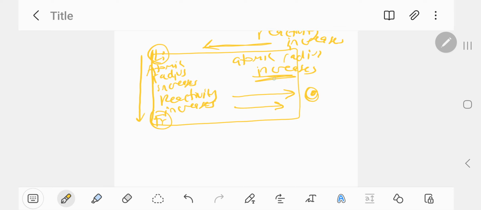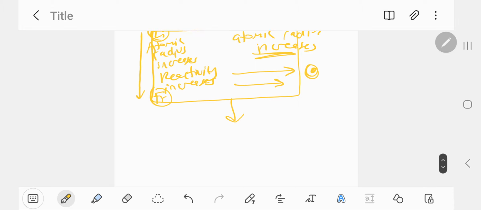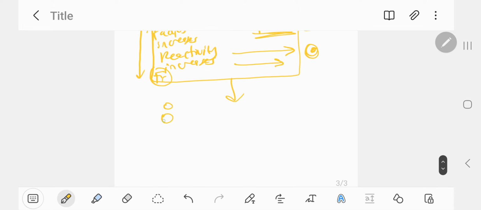But from right to left, the size of the atoms gets bigger. So if I was to draw this here, it looks like something like this. And then it will gradually decrease as you go to the right. Okay, get the idea, I'm sure.